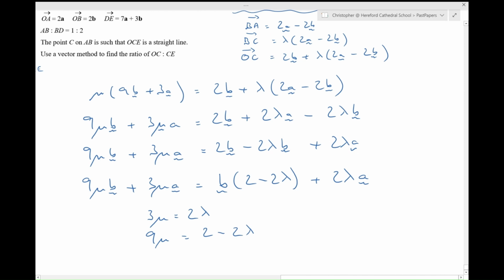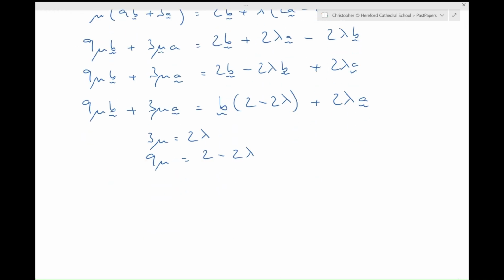Okay, now I've got two equations and two unknowns, so I can solve these to find mu and lambda. I'm going to add both equations because on the right-hand side I've got 2 lambda and minus 2 lambda, so they're going to disappear. So if I add the equations, I get 12 mu equals 2. So mu equals a sixth. Brilliant.